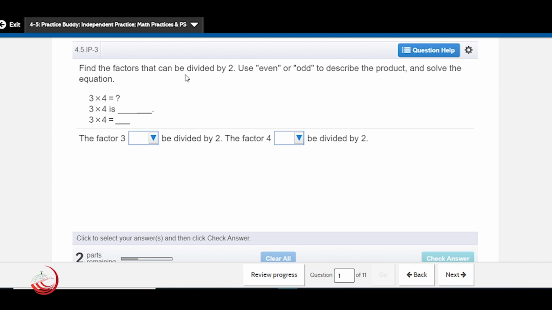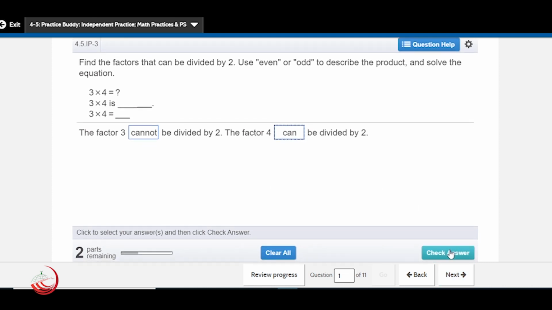Find the factors that can be divided by 2. Use even or odd to describe the product and solve the equation. 3 times 4 equals what? Is it even or odd? What's the product? Okay, the factor 3: can it be divided by 2 or not? Cannot. The factor 4 can be divided by 2 or not? Can. Okay, let's check our answer.